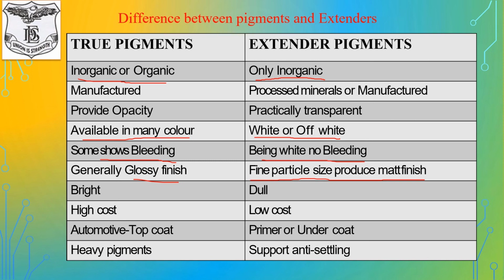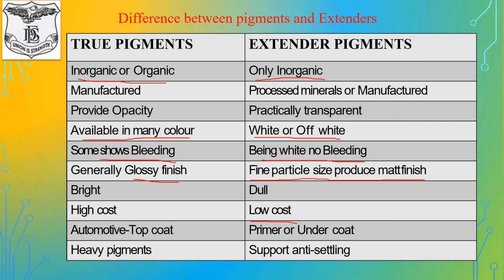They are bright. Naturally occurring extenders are dull. Synthetic extenders are bright also, and they also provide a very clean tone. True pigments are high cost, extenders are low cost. They are available in the market at very minimum cost. So as I already explained, true pigments are used for the top coats, and extender pigments are used for primers and undercoats. True pigments are heavy pigments. Extender pigments are support or anti-settling pigments.